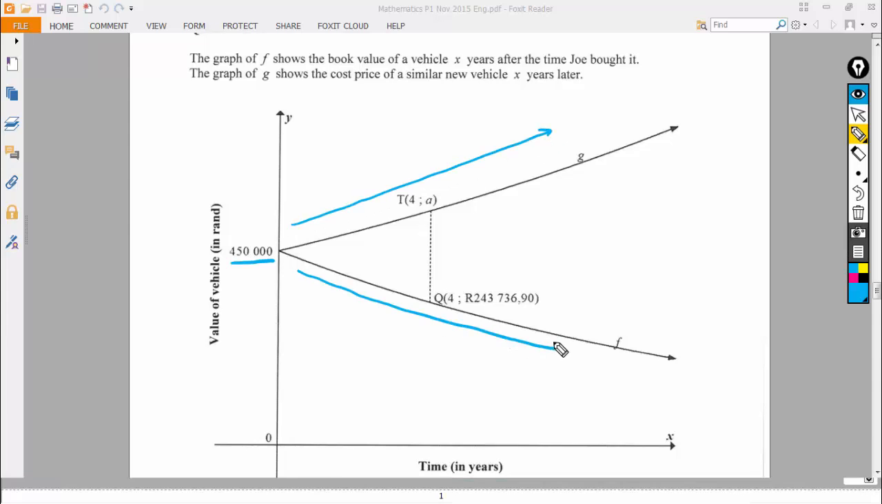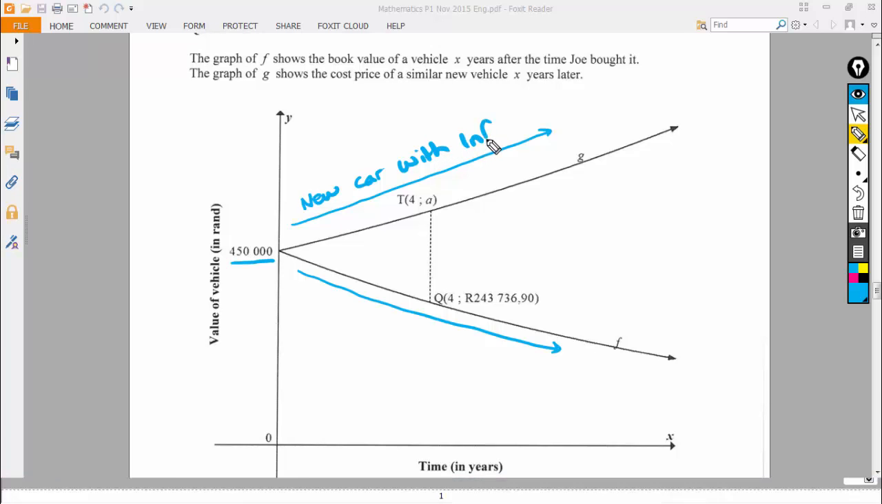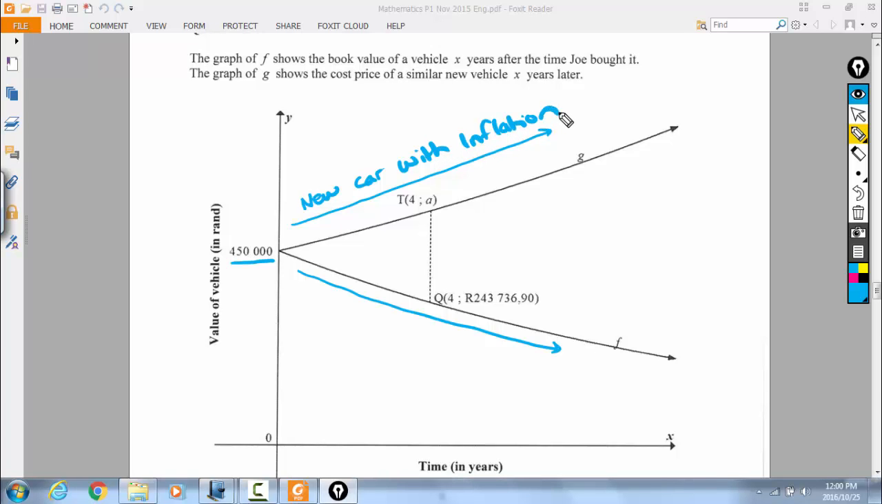Now, firstly, the main thing that you notice is one of them is increasing and one of them is decreasing. Great. But what does that mean? Well, all that means is that the one has inflation. So this one is the new vehicle, new car with inflation, because it's going to increase year by year, and this one is the old car with depreciation.